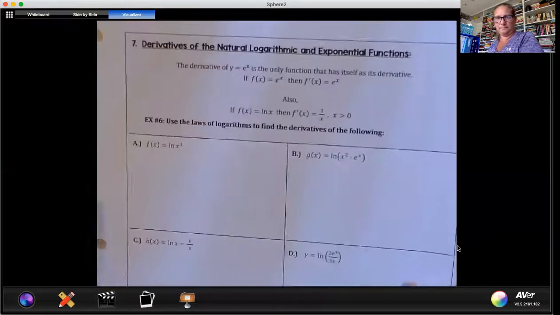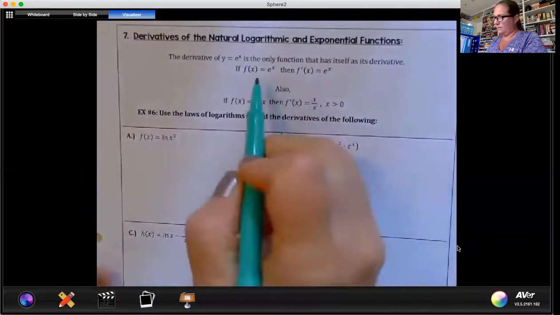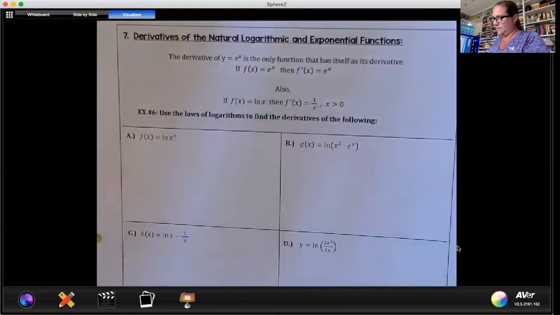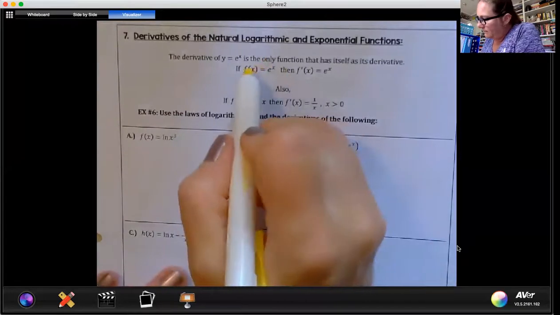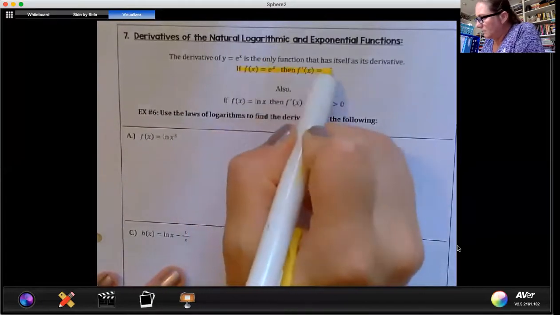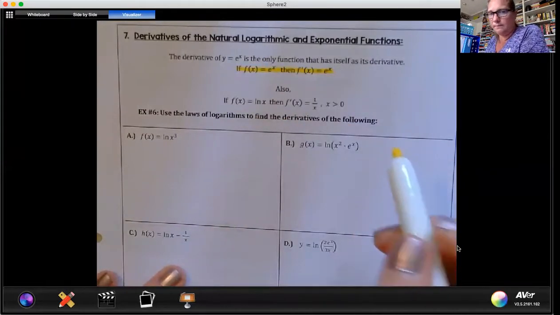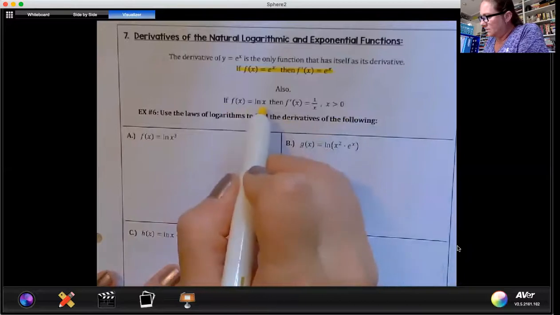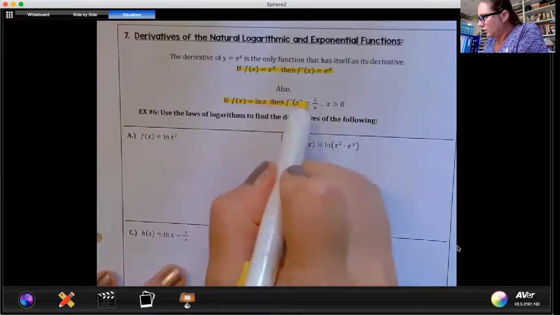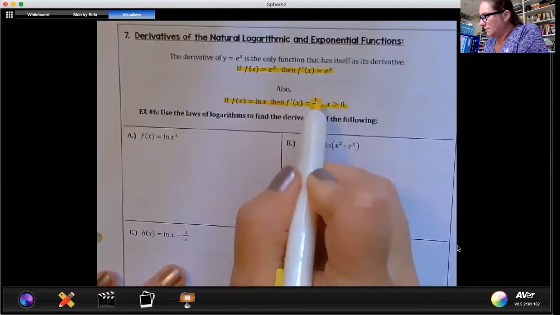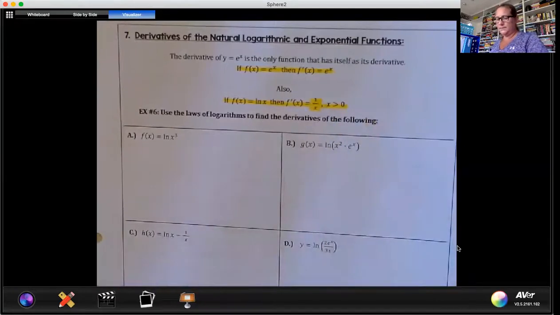Finally, part 7, example number 6, we're going to look at derivatives of the natural log and exponential functions. Here are the derivatives that you need to know. If f of x is e to the x power, then f prime is also e to the x power. It is its own derivative. If f of x is natural log of x, then f prime is 1 over x, and x must be greater than 0. So we're going to apply those rules now.